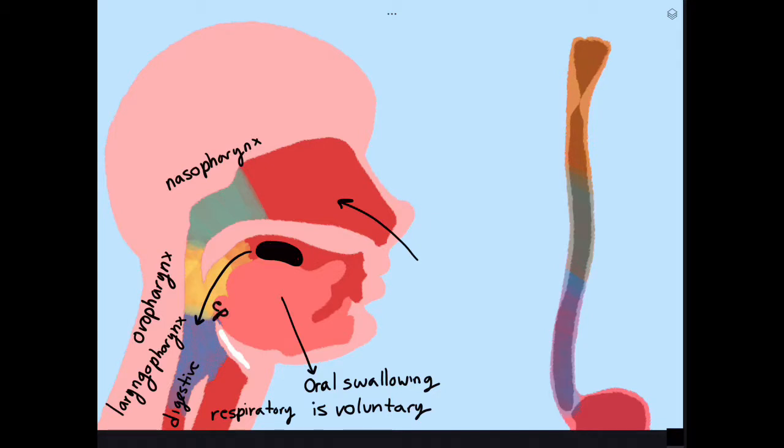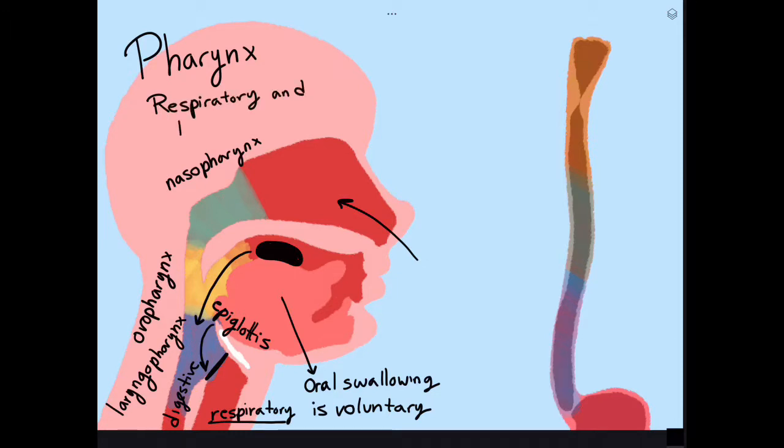But we don't want food to get into our lungs. So we have this little flap of skin called an epiglottis. And when we swallow, that epiglottis is pushed down so that it covers our trachea. It closes off that respiratory path, and it keeps us from choking. So that's pretty much it for the pharynx, which is a component of both the respiratory and digestive tracts.